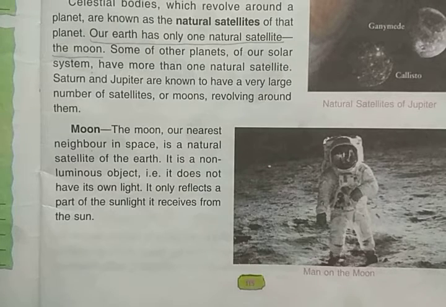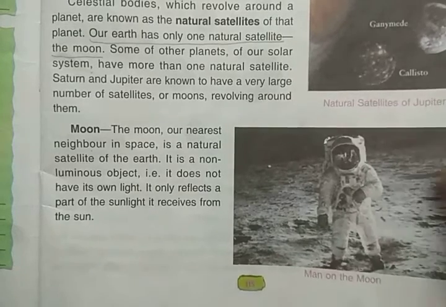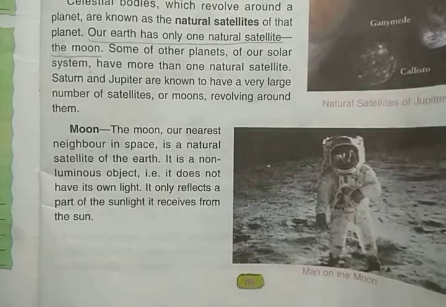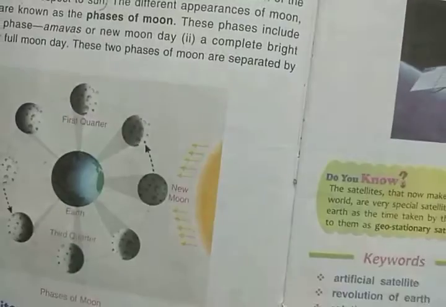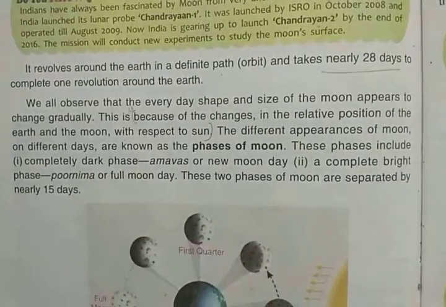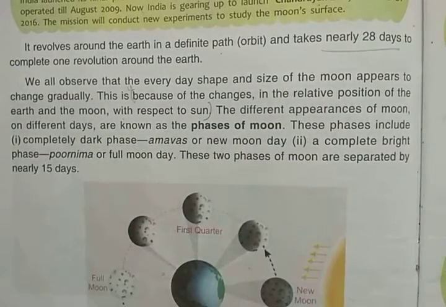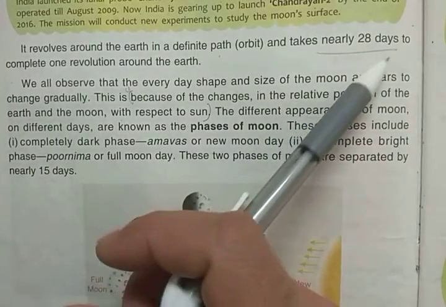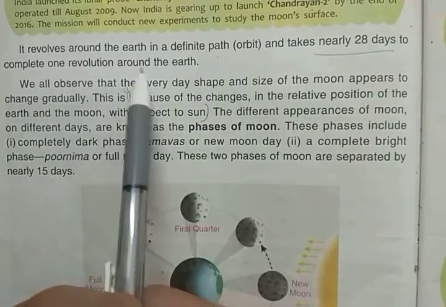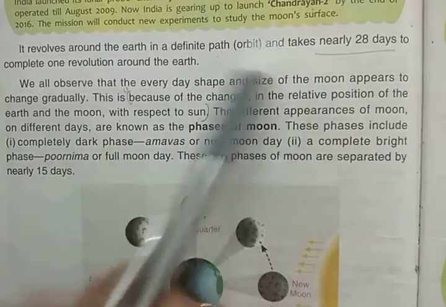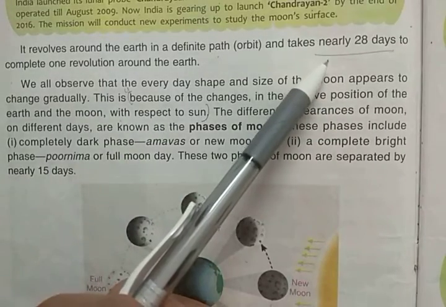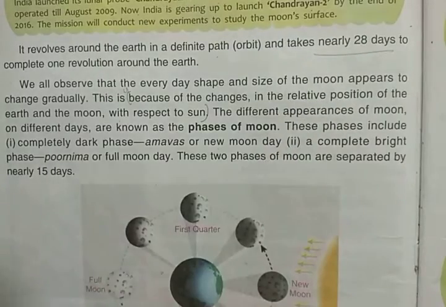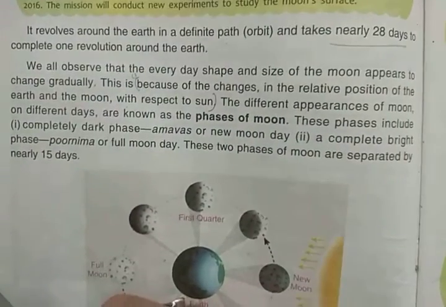So that is the reason it shines, but it does not have its own light, right? Next, it revolves around the Earth in a definite path or orbit, and it takes nearly 28 days to complete one revolution around the Earth. Very important. How much time does the Moon take to revolve around the Earth? That is 28 days. Nearly 28 days.